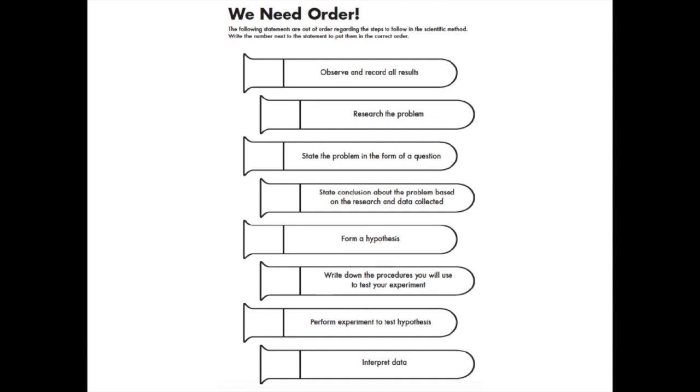Number 5, I'm going to then perform the experiment. I'm going to test my hypothesis. Number 6, if you look at the top, I'm going to observe all the results. Now, this observation is not observing before the problem. This is observing my results of the experiment. That would be number 6.